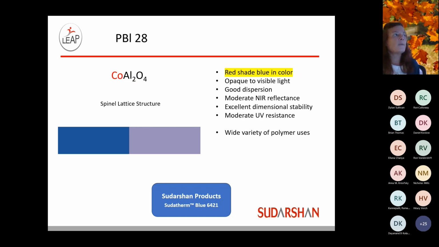And next up is the Pigment Blue 28 here. The cobalt is the coloring metal, and this results in a red shade blue color, and this one does have a little bit more moderate weatherability than some of the other CICPs in the line in the chemistries. And our product, Sudatherm Blue 6421, will be making its introduction again in November.